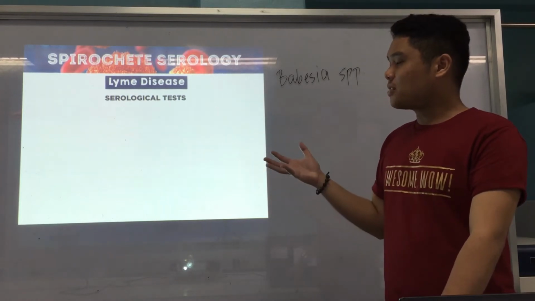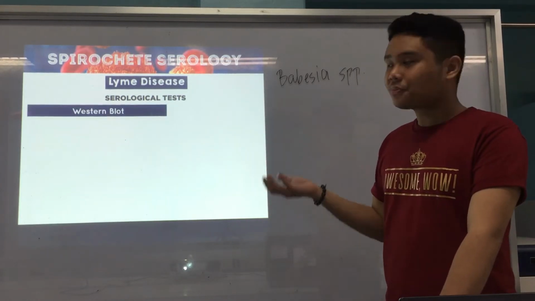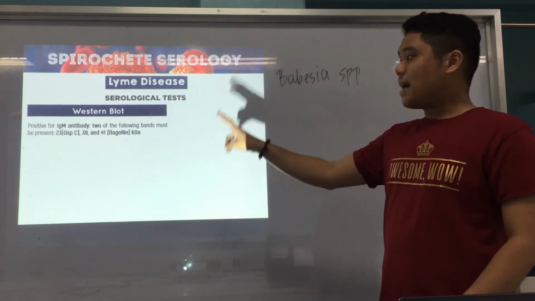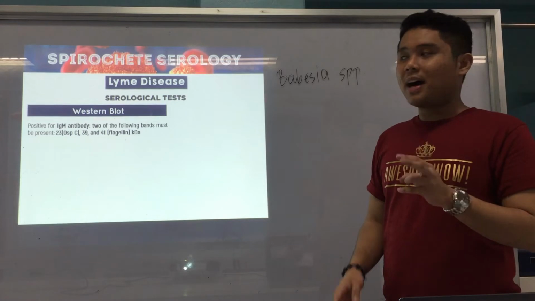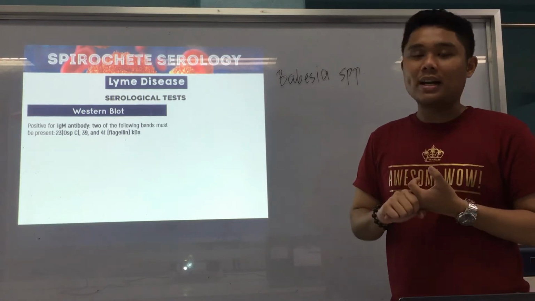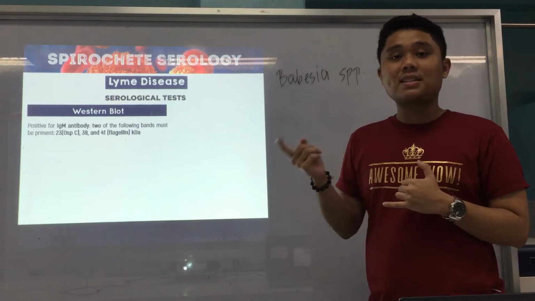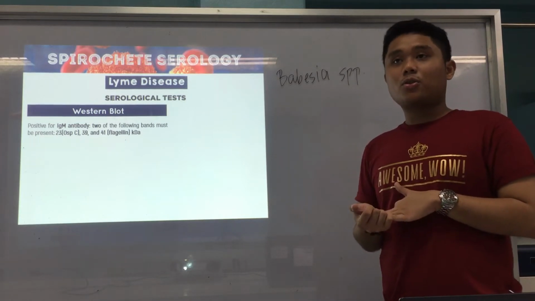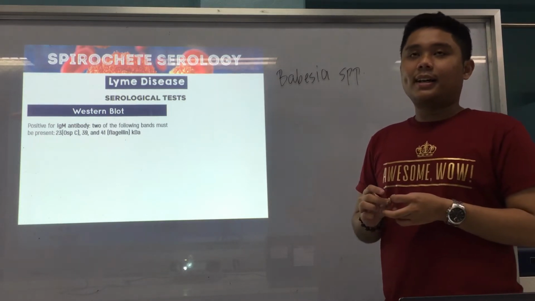Now, we'll focus more on the Western blot. When is it considered positive? It is positive for IgM antibody if 2 of the bands are present: 23, 39, and 41. 23 is also known as the OspC antigen of Borrelia. 39 and 41 are also considered the flagellin antigen.